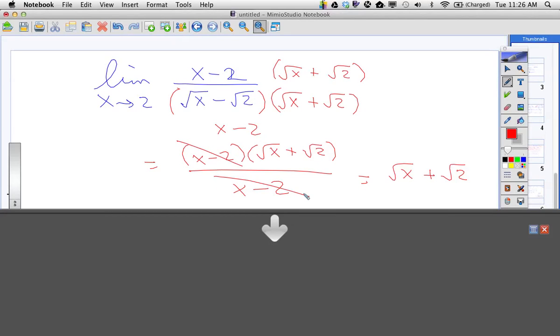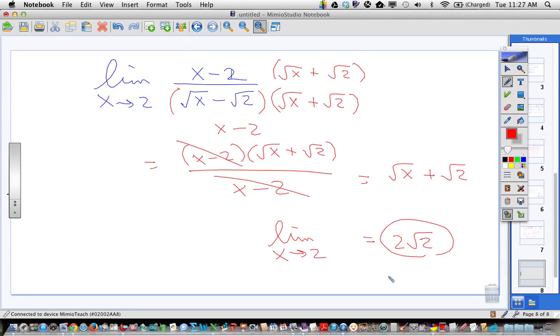Now remember, on top, we don't want to FOIL those out. We want to leave that factor because we're trying to cancel. But down here, we want to FOIL it out because we're trying to get those radicals to disappear. So those are gone. So now we let x be a 2. Now we do our substitution. Square root of 2 plus square root of 2 is 2 square root of 2.